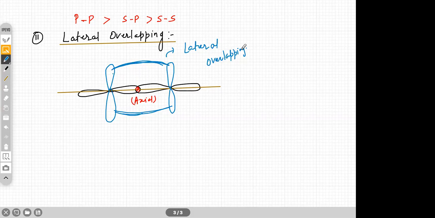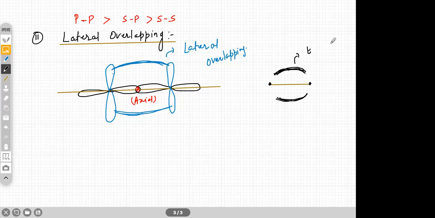If you try to understand this pi electron, suppose this is a sigma bond we have between the two atoms, and this is a nucleus. The lobe overlap forms an electron cloud like this. This is the lateral overlap: an electron cloud above this sigma bond and below this sigma bond. Collectively this gives one pi bond. It's not like we have two pi bonds here. These two give one pi bond.